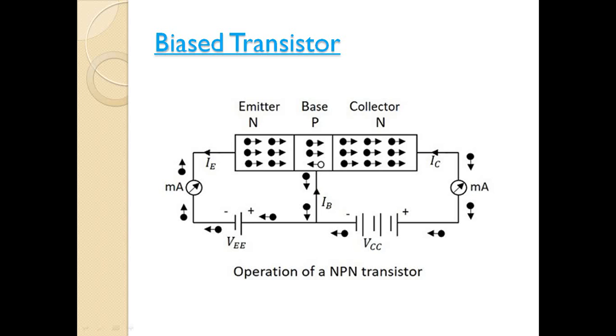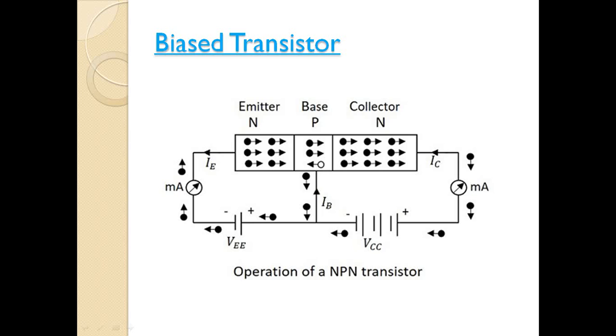As these electrons flow through the p-type base, they tend to combine with the holes in the p region. Due to light doping, very few of the electrons injected into the base from the emitter recombine with the holes, to constitute the base current IB. The remaining large number of electrons cross the base region and move through the collector region to the positive terminal of the external DC source. So this constitutes the collector current.